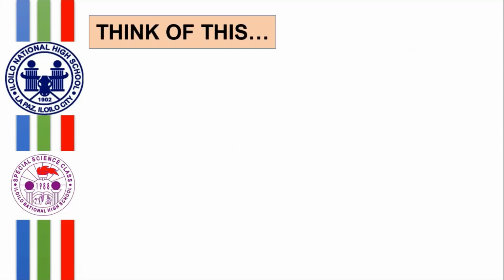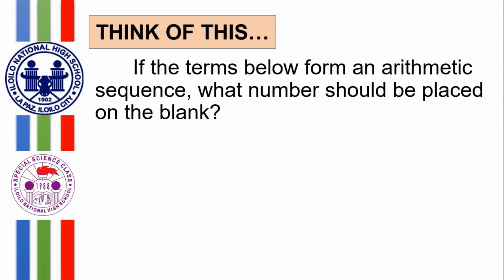Before we have the discussion, let's think of this. If the terms below form an arithmetic sequence, what number should be placed on the blank? If you have here 15, blank, 45. So what number should be there? What do you think? What is your guess?